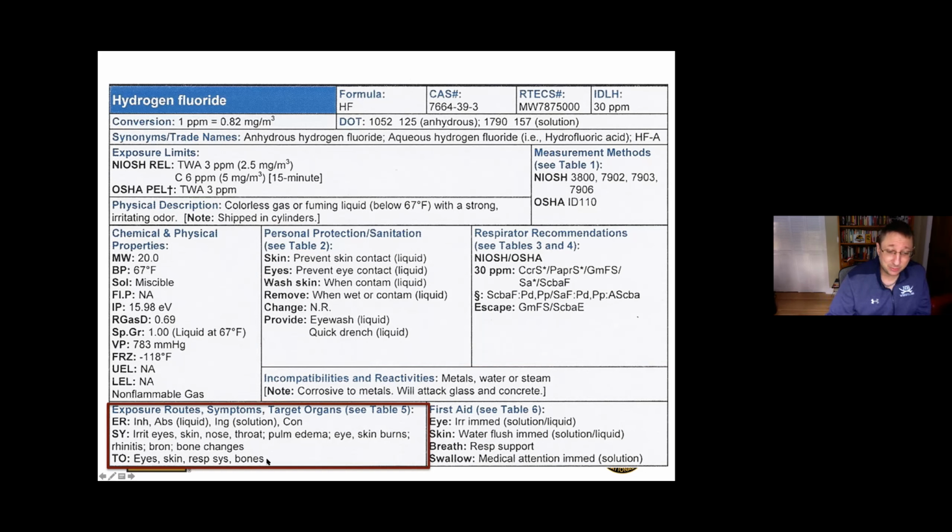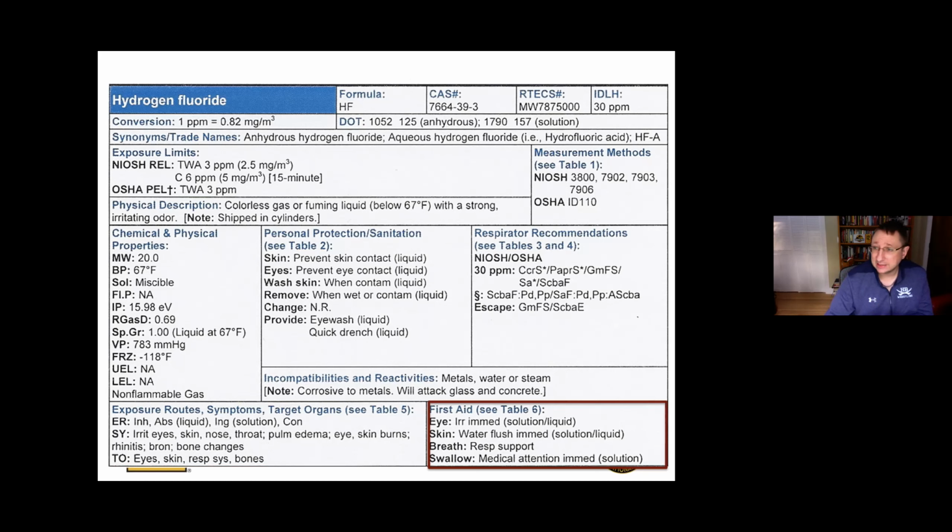And we can see here bone. You might have heard the phrase that hydrogen fluoride, or HF, is a bone seeker. It'll actually go right through your skin. It's gonna marry up to that skeletal system you got. And then first aid measures in case you get exposed to it.